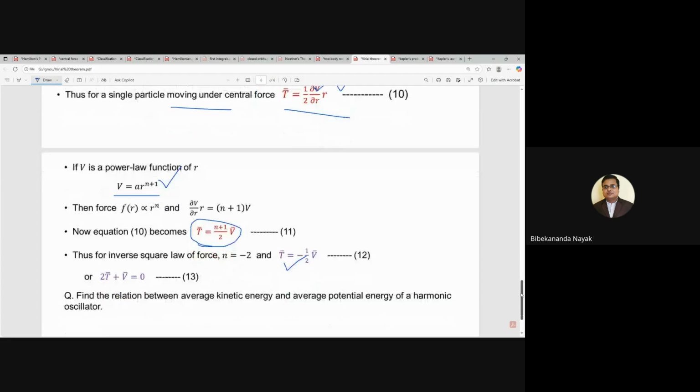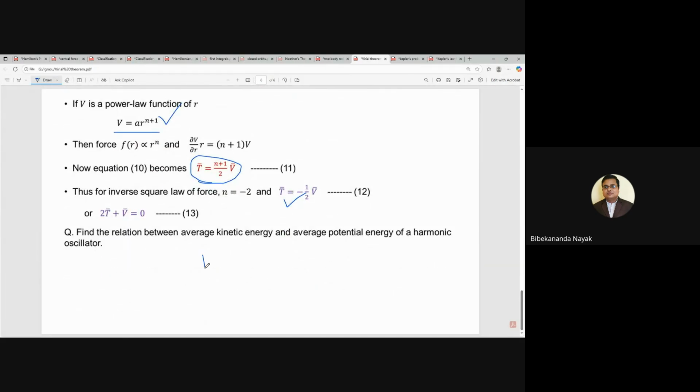Or for a harmonic oscillator, last class we saw force is proportional to distance, meaning r to the power 1. If n is equal to 1, then what will the formula become? T bar is n plus 1 by 2, so 1 plus 1 by 2 is how much? So T bar is equal to V bar. For a harmonic oscillator, the average of kinetic energy is equal to the average of potential energy.